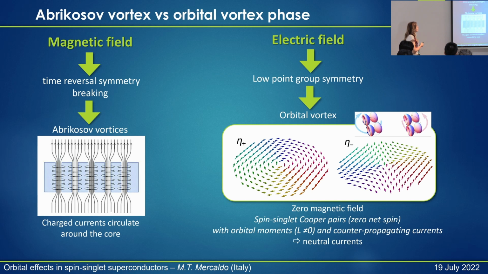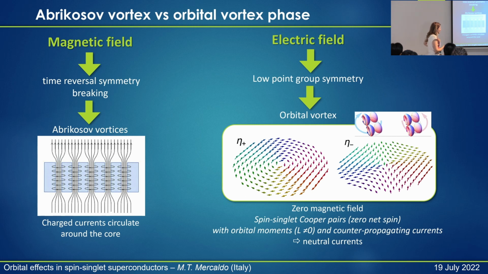Okay, and then just an analogy. One knows that in a superconductor, if you apply a magnetic field, which is a source of time-reversal symmetry breaking, you can have a vortex phase, the Abrikosov vortex. Now we are saying that with electric field and low point group symmetry, so breaking spatial symmetries, you can have an orbital vortex phase, where you don't have any magnetic field. Still, we are talking about spin-singlet Cooper pairs, so there is no net spin, but they have orbital moments. And then these are counter-propagating currents, and these currents are neutral, there is no charge.